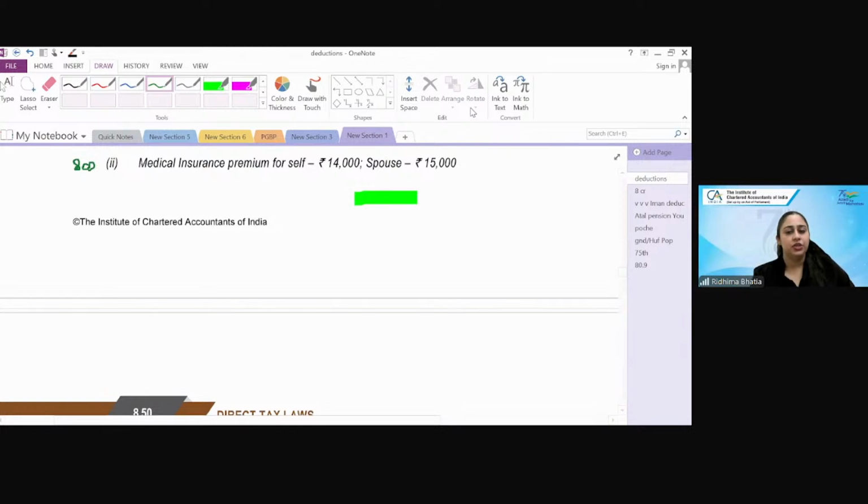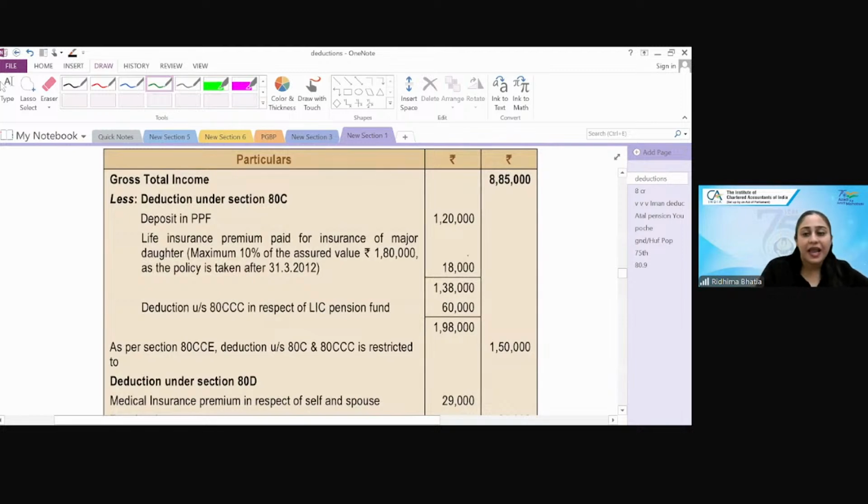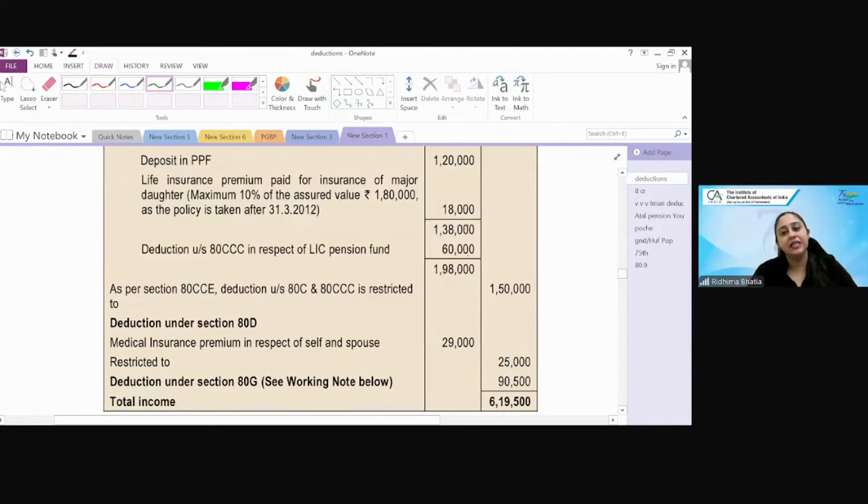Then we come to now 80G. करें 80G? अब 80G करने से पहले let's first quickly calculate the adjusted gross total income, which is 8,85,000 minus 150 minus 25. करेक्ट? 885 ले लो, सॉरी.